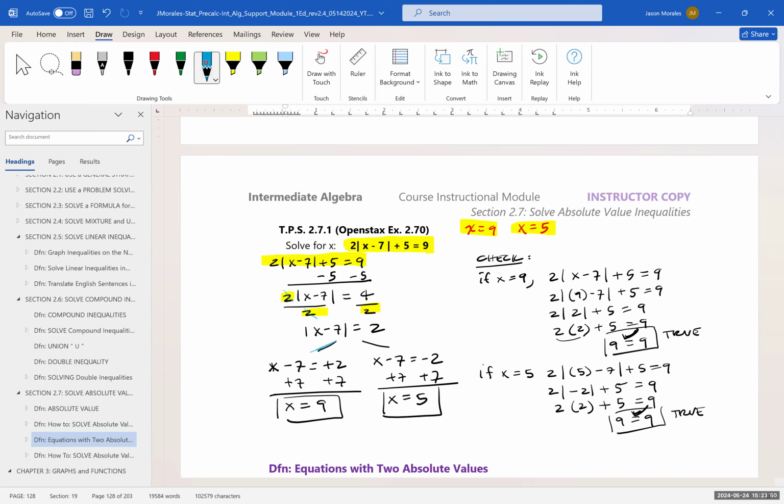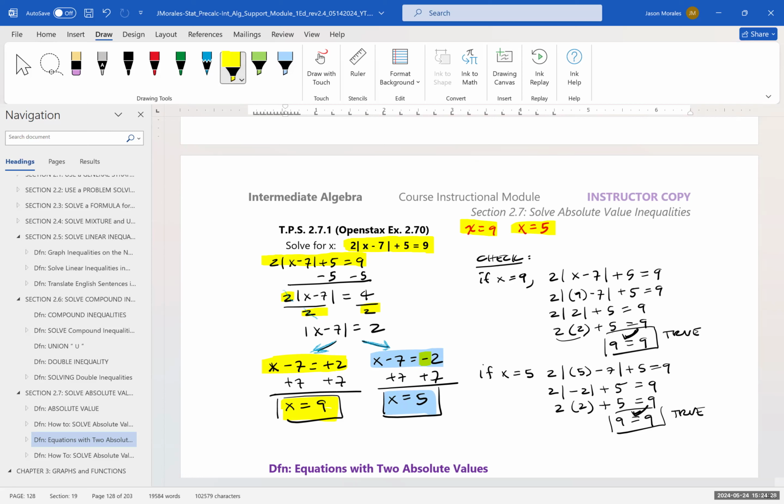So now we can go ahead and break this up into 2 equations without the absolute value sign, remembering that we have to set one equal to a positive and the other one to a negative on the side opposite the absolute value expression. And if we solve this one equation here on the left, this is where we get x equals 9. And if we solve the second equation here on the right, then we get x equals 5.